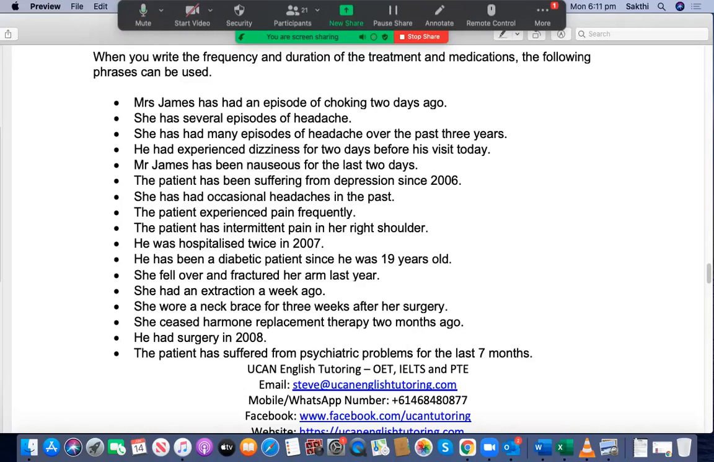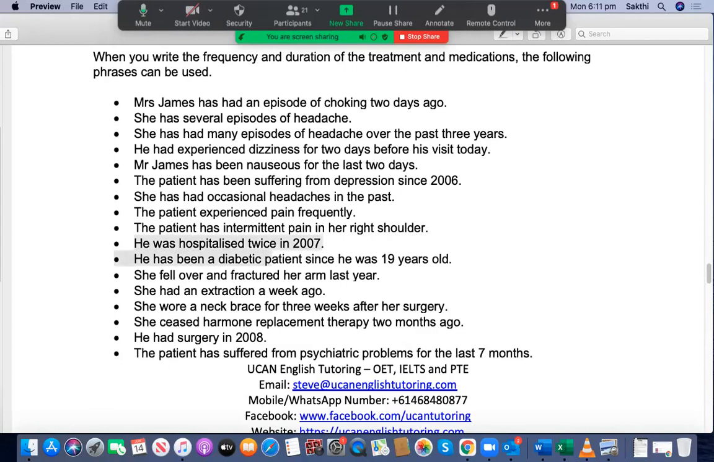All right. She has had occasional headaches in the past. All right. The patient experienced pain frequently. The patient has intermittent pain in her right shoulder. You can use either the right shoulder or her right shoulder. Both of them are good. You can use any of them.